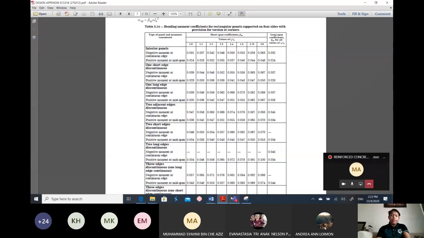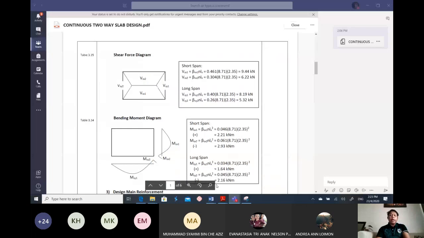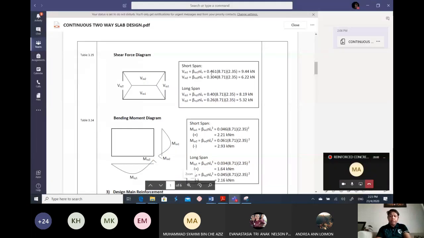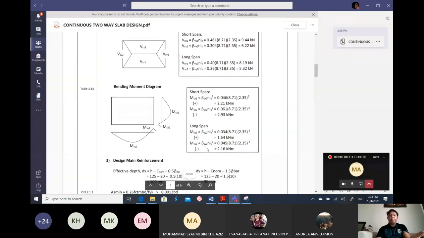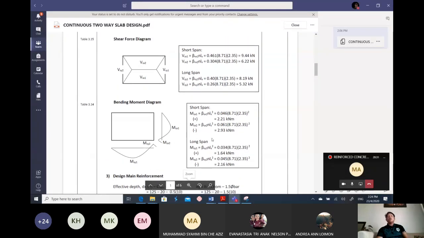So from this interpolation, I can get all those coefficient values for beta VX1, beta VX2, beta VY1, beta VY2, beta SX1, beta SX2, beta SY1, and also beta SY2. You calculate all those values and then you will get the answer here. You have to remember that shear force is supposed to be in kilonewton, and bending moment in kilonewton meter. How to draw this shear force diagram and also bending moment diagram?